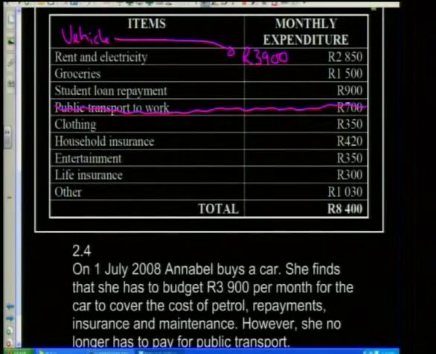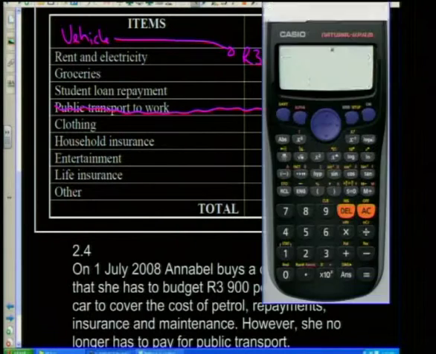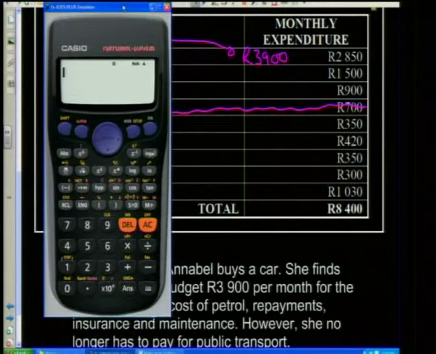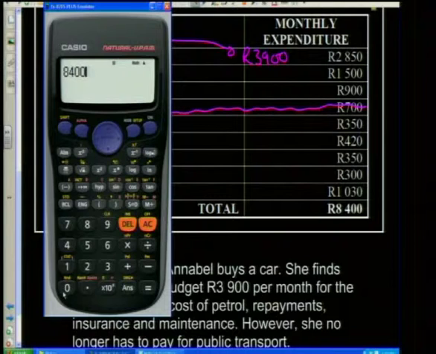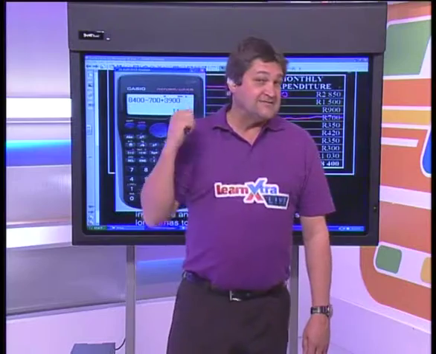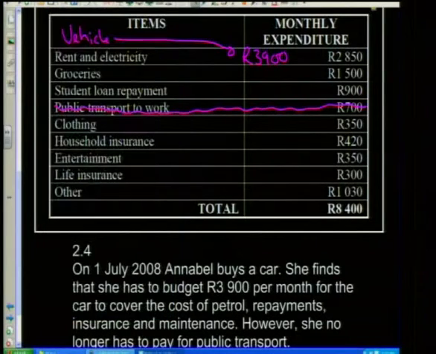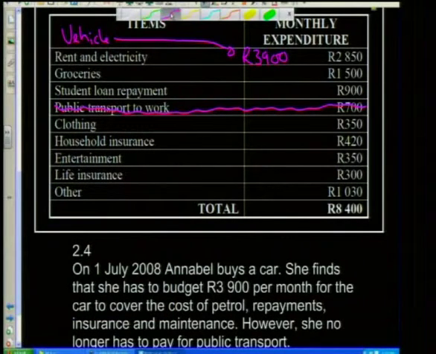Well, it was 8,400. So let's do this on our calculator, shall we? I'm moving my calculator here so we can see what we're doing. 8,400 Rand was her expenses. We're subtracting 700 Rand because she doesn't need the public transport anymore, but we've now got to add 3,900 Rand because she now has her vehicle. So her new expenditure, or the amount she's now got to pay out every month, is now 11,600 Rand. Let's write that down straight away. 11,600 Rand.